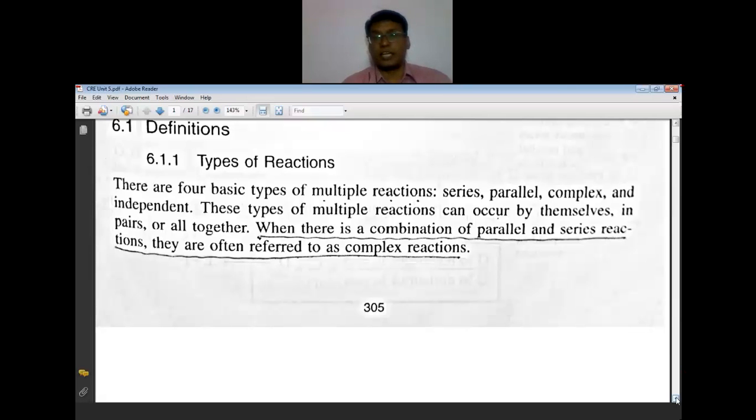So when there is a combination of parallel and series reactions, they are often referred to as the complex reaction. It's a combination of parallel and series reactions. That is called a complex reaction. Series reactions, the name itself talks about the series: A giving you B, giving you C, giving you D. That is what a series reaction is. Now what is a parallel reaction? A giving you B, A giving you C. So this is what a parallel reaction is. Now if it is in combination, that is A giving you B and this B is giving you C and D, it's a combination of series and parallel reactions.